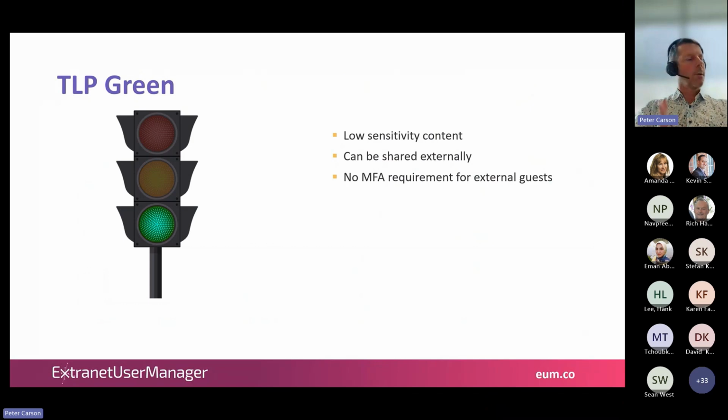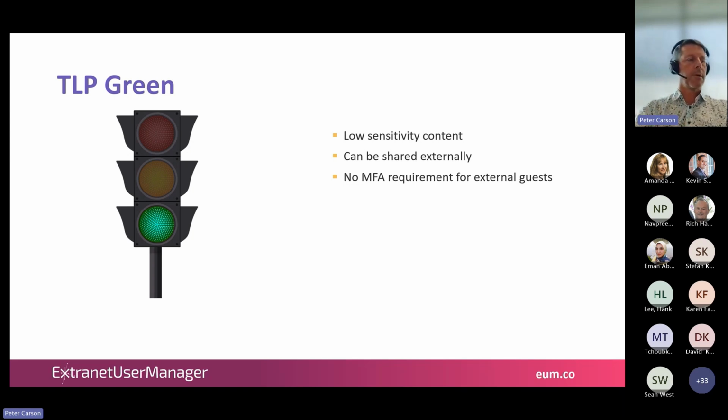So just a quick summary again on the different levels. Green is very low sensitivity. It's fine to share externally, and actually we're not going to enforce a multi-factor authentication requirement for external guests. All your members always need to go through MFA, that's a given, but for guests and green content, we'll let them in without that. Training is the obvious one, but there may be other content. Maybe you're working with your design agency, trading some infographics back and forth for some marketing materials, and you need a place to share that. That could be considered TLP green, unless there's highly confidential content in there.